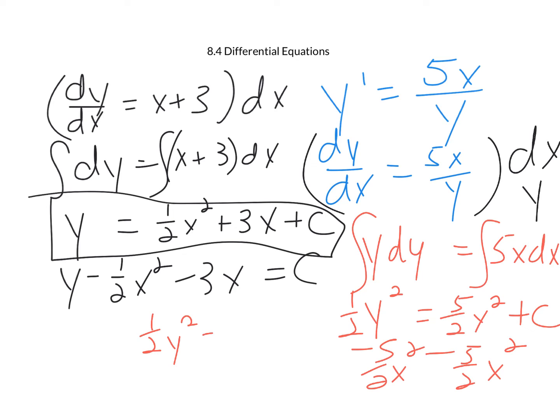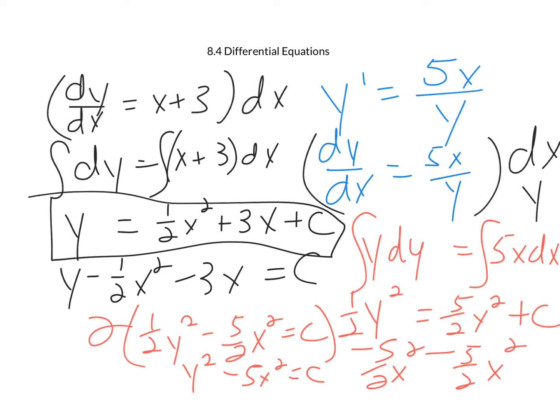And then finally, for our last step, since the right side's a constant, just a number, what we can do is multiply by 2, and the constant is just going to be just a number anyways. So it's going to be y squared minus 5x squared equals c. That will be our final answer.